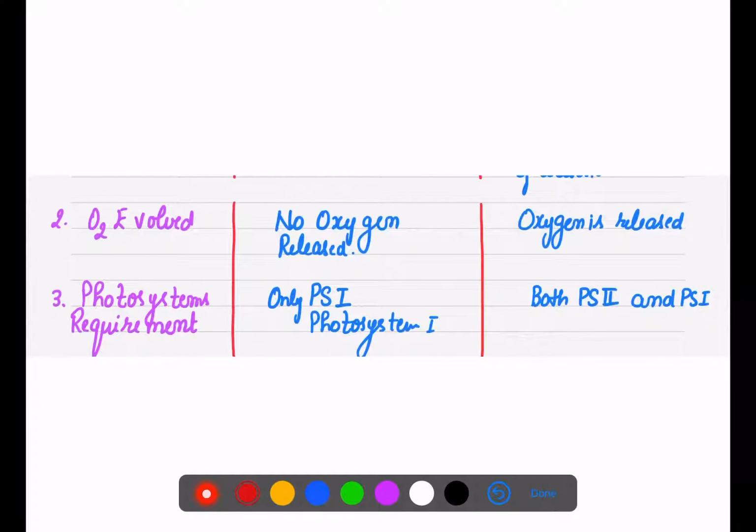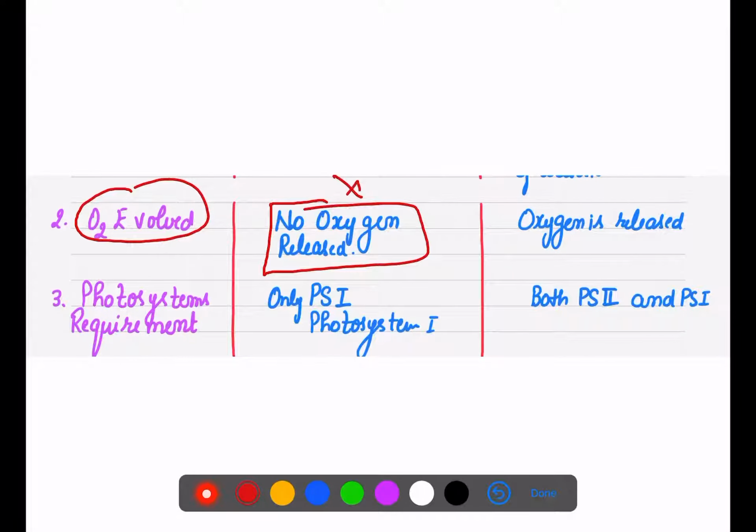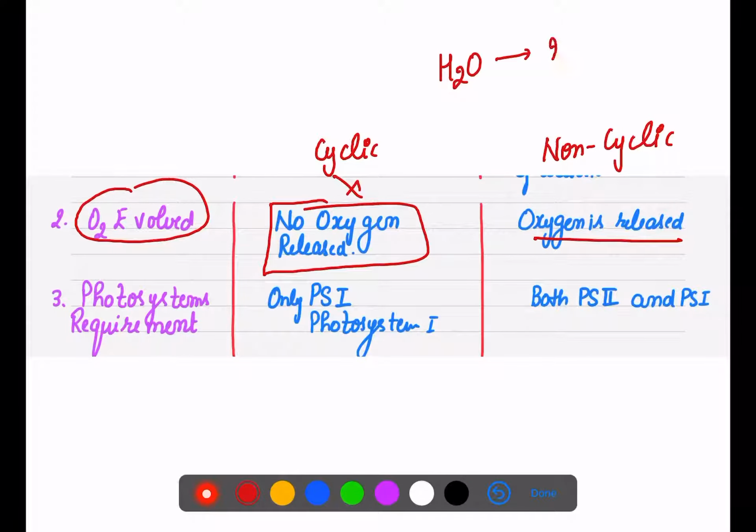The next one is oxygen evolved. No oxygen is released in cyclic photophosphorylation. Yes, in non-cyclic oxygen is released after splitting of water. When there are two pairs of electrons, oxygen is released there.